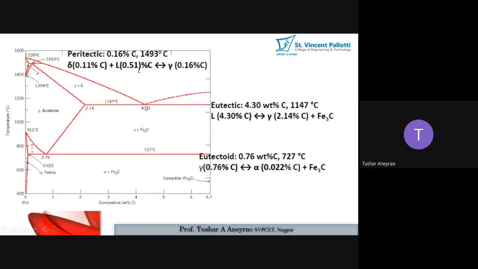So 4.3% carbon is required for the eutectic reaction, 0.76% carbon is required for the eutectoid reaction, and for the peritectic reaction 0.16% carbon is required. So sharp temperature points and sharp composition points should be there in order to perform these reactions.